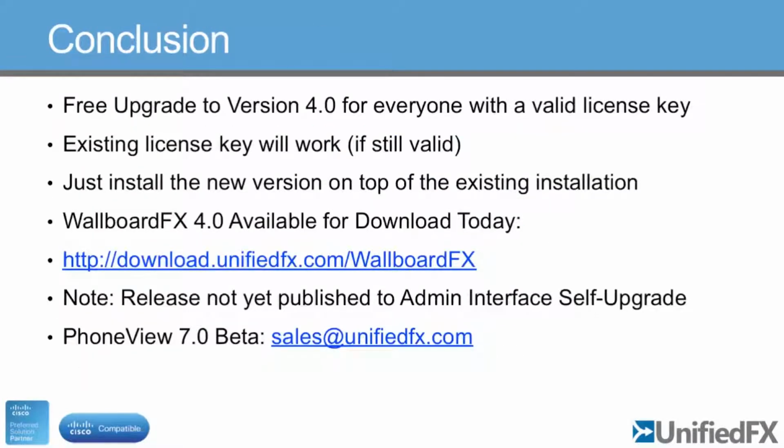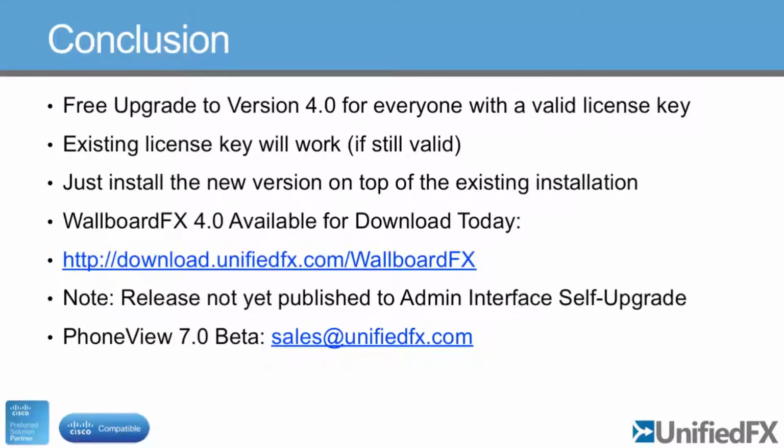So just in conclusion, if you have a valid license key, it's a free upgrade. We published it this morning, so it's now the default download. So anybody going to our website and taking a download for Wallboard, that should be version 4 by default now. That's the URL if you want it. I pasted it in the chat earlier. You just use your existing key. Just install the software on top of the existing installation. It'll take care of everything for you, updating all the files, etc.